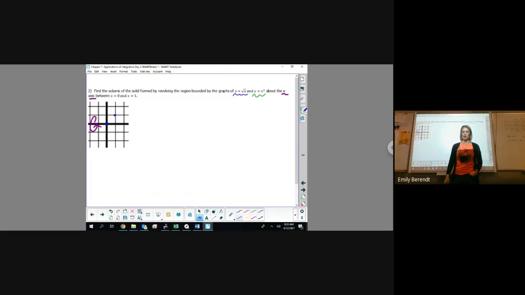Remember which way to curve it. So square root goes this way. y equals x squared has the same first 2 points, except it's curving like a parabola. So we get a shape that kind of looks like a petal.